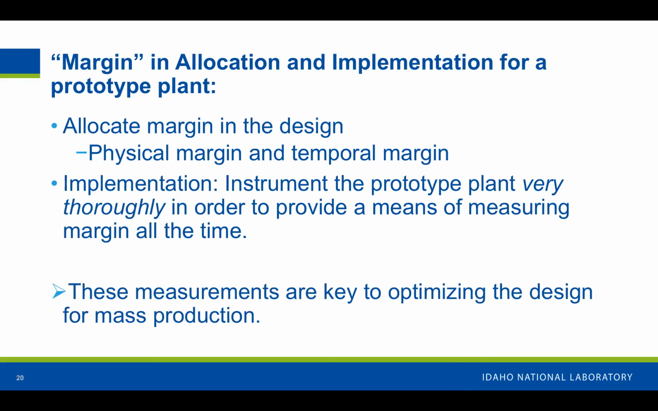So, margin in allocation and implementation. How would we operationalize the 50-43 thing that I pointed to earlier? What do we have to do? What's the beginning of what we have to do in order to actually apply that idea?